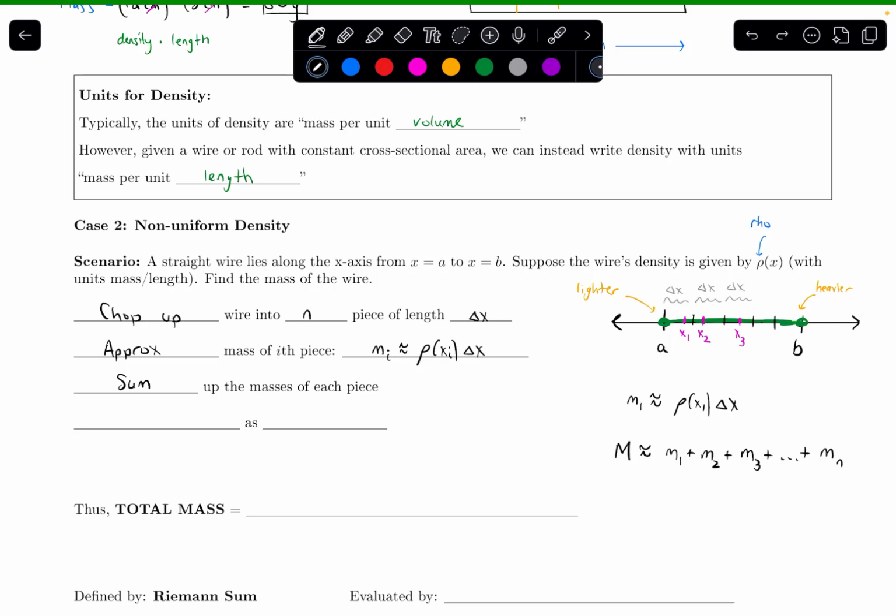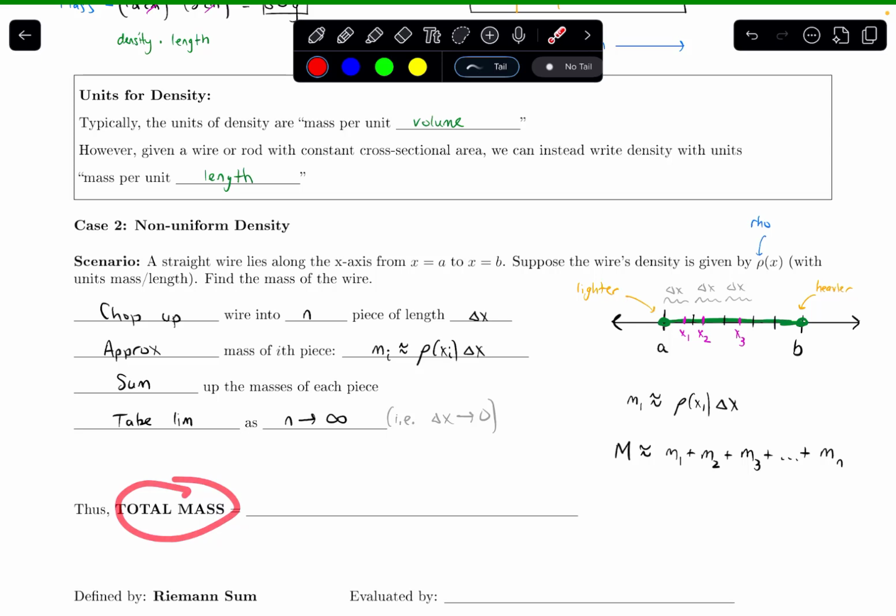If I want to make this exact, I need to now take a limit as the number of pieces, n, approaches infinity. If I take an infinite number of pieces, then this approximation becomes exact. Another way to write this, instead of saying n goes to infinity, is I can also say, in other words, that delta x, the length of each of these pieces, is approaching 0.